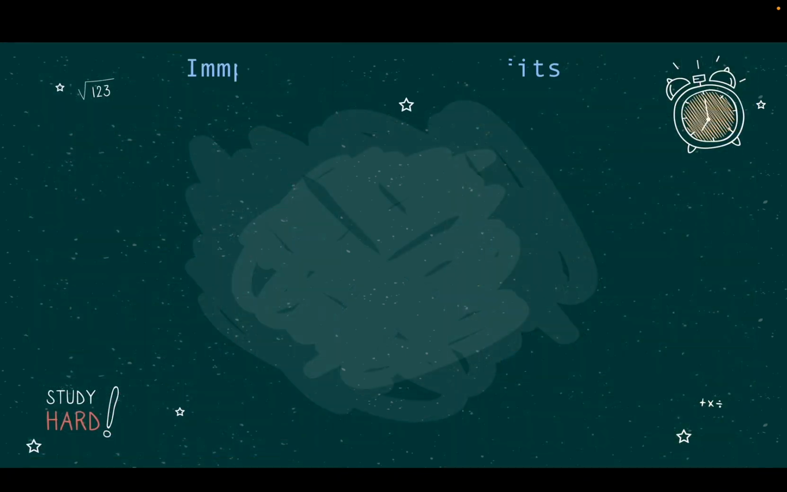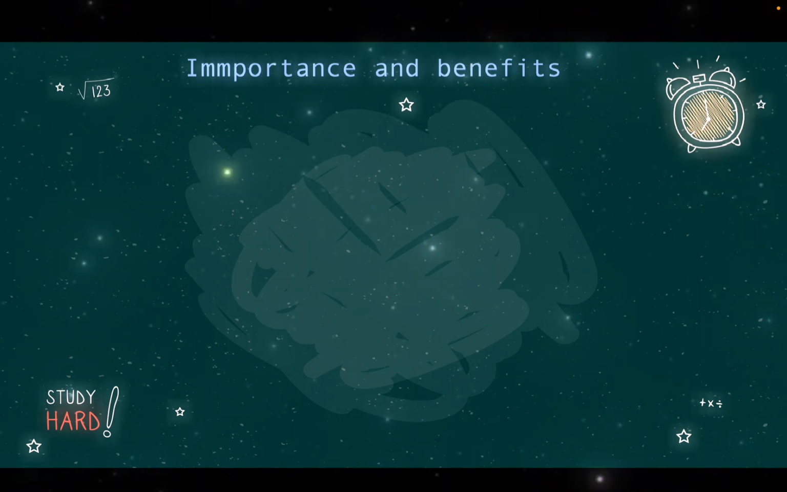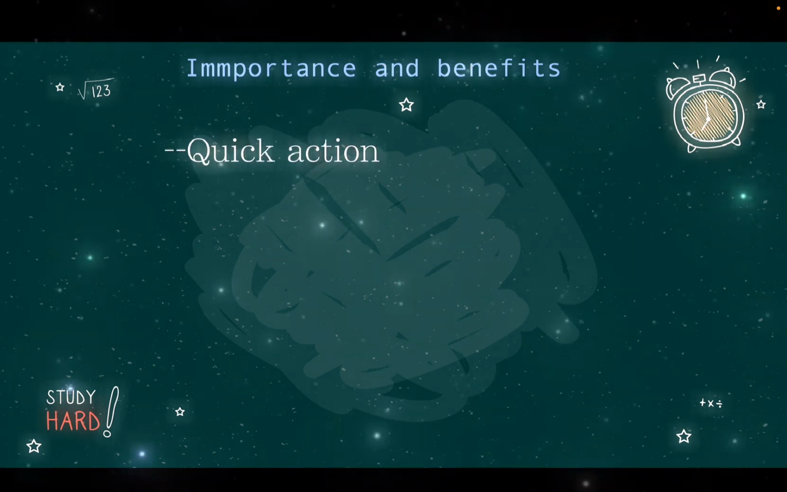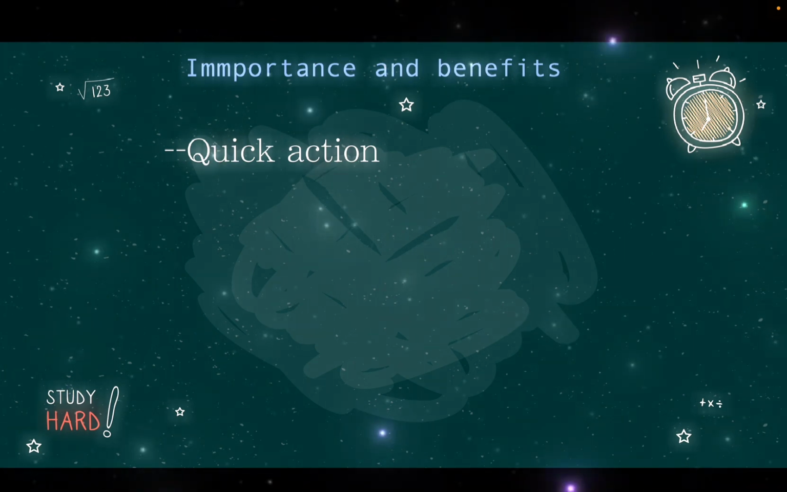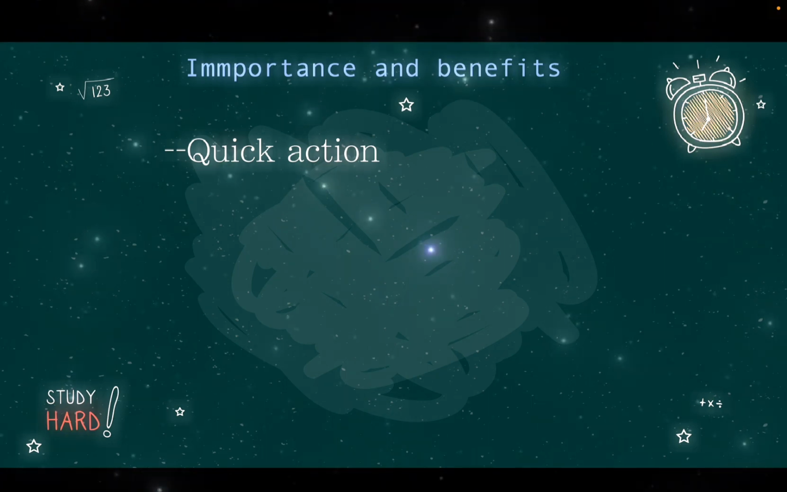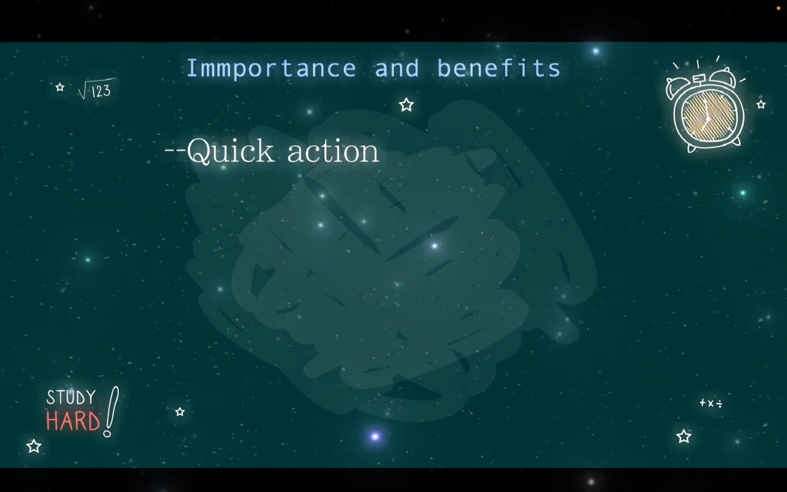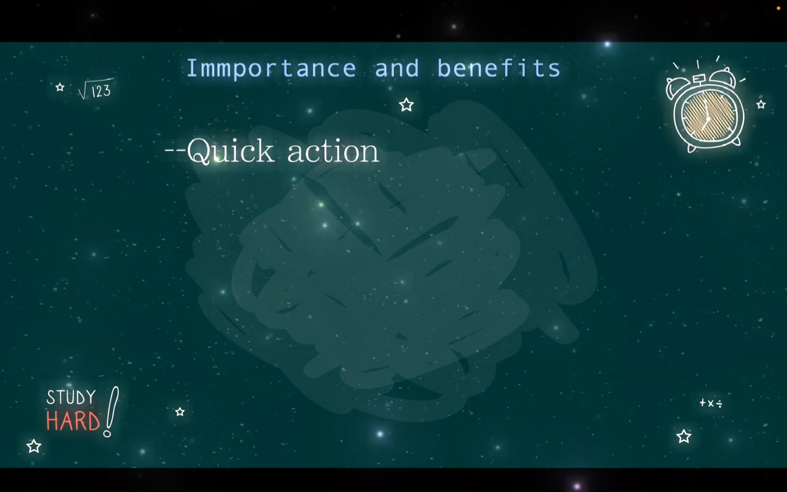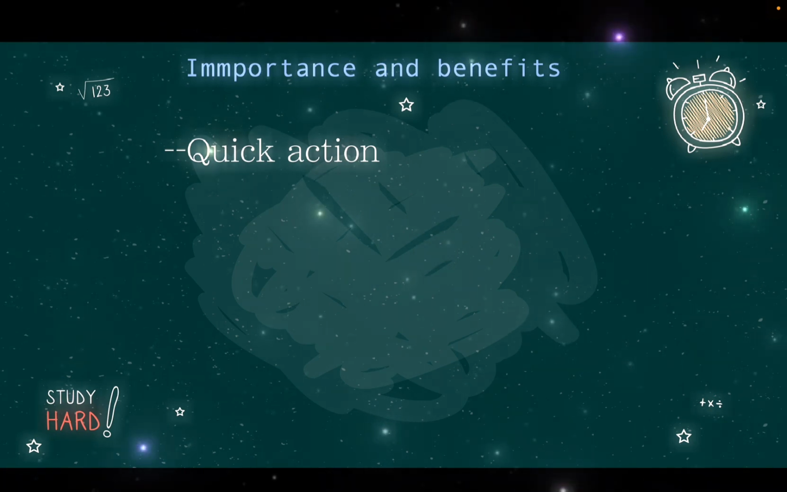So, why is it important and beneficial for data processing, and how can it impact our business? First one is quick action. The human brain has a capacity to recognize and analyze visual information much faster than text-based data, and this will lead to quick action, helping managers and higher authorities to be alerted promptly of new data changes and take appropriate decisions.